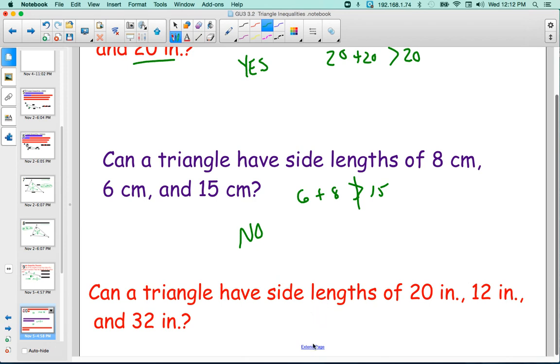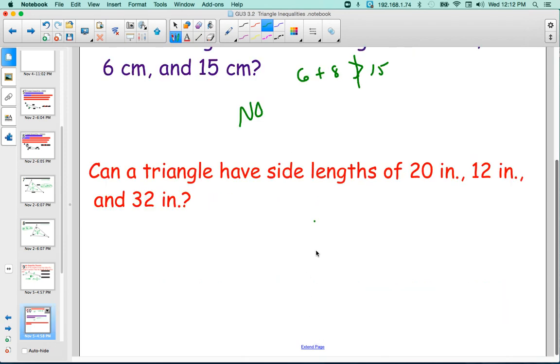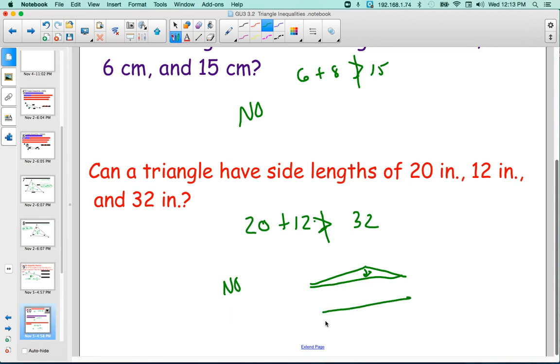Can a triangle have side lengths of 20 inches, 12 inches, and 32? So we got 20 plus 12. Is that greater than 32? Well, 20 plus 12 is 32. This isn't greater than or equal to. It has to be bigger than 32. So this cannot happen. That's a no. Basically, if I were to stretch these out, I'd have to lay these completely flat for them to work, and I would just end up with a line. I wouldn't have a triangle. There'd be no space in that triangle. So this situation cannot happen. So no, you cannot have a triangle with those lengths.